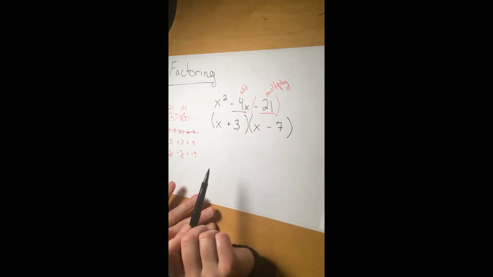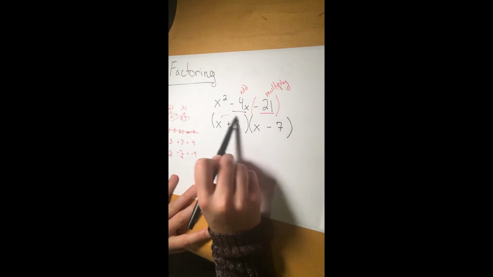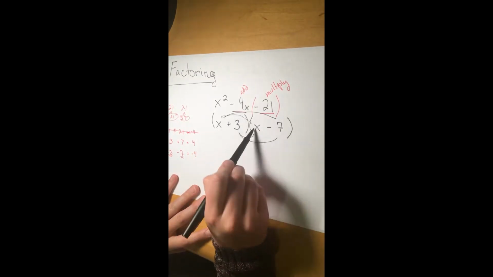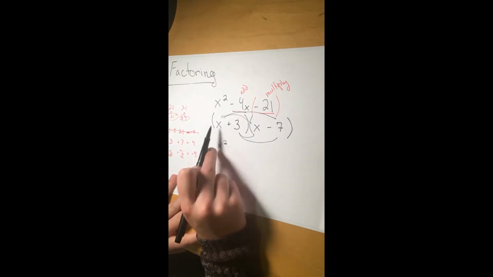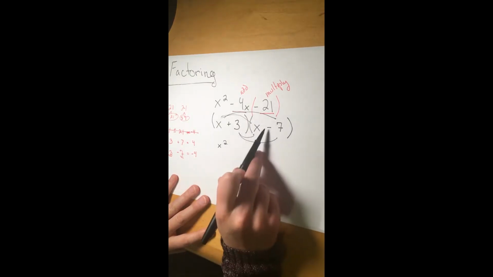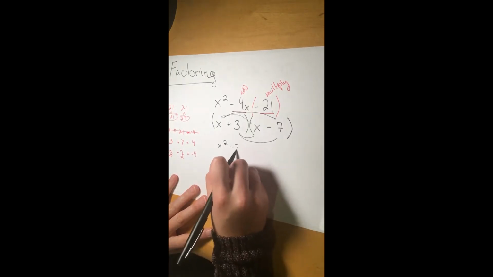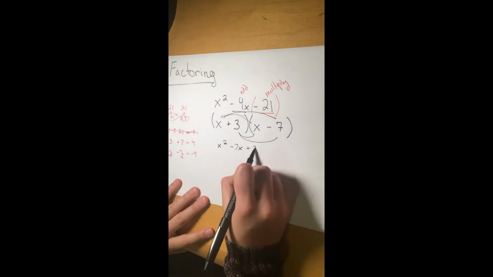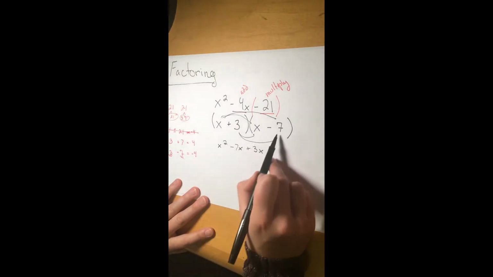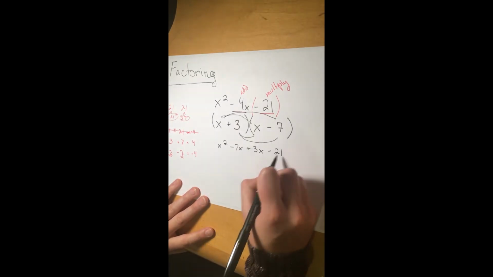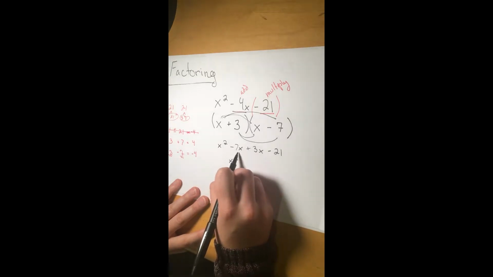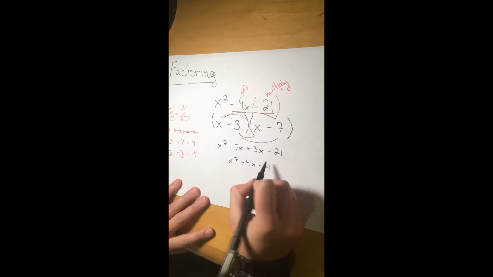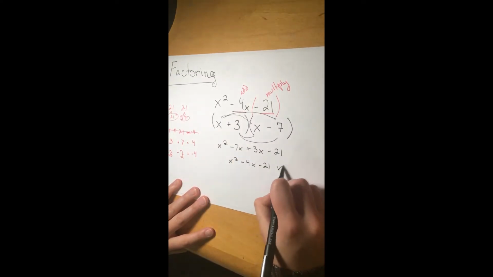Then, if we want to go through and double check, we can use our FOIL method. First, outer, inner, last. First, x times x is x squared. Outer, x times -7 is -7x. Inner is +3 times x is +3x. Last, +3 times -7 is -21. Simplify that. -7x plus 3x gives us -4x minus 21, which is the same as what we started with. So we're good.